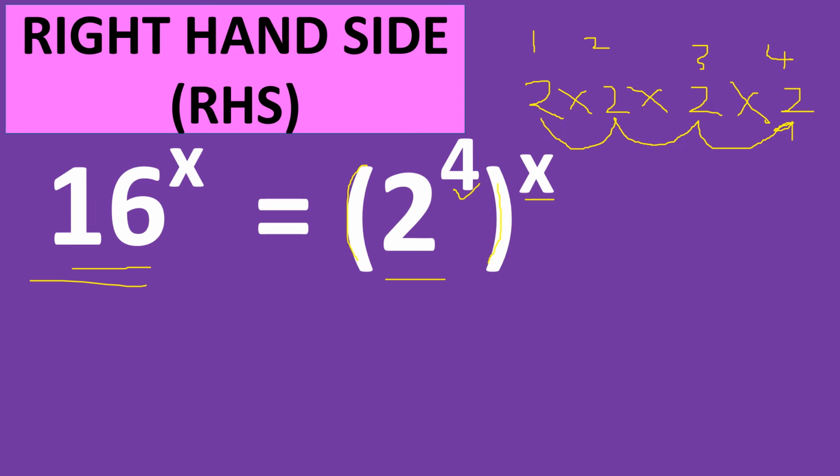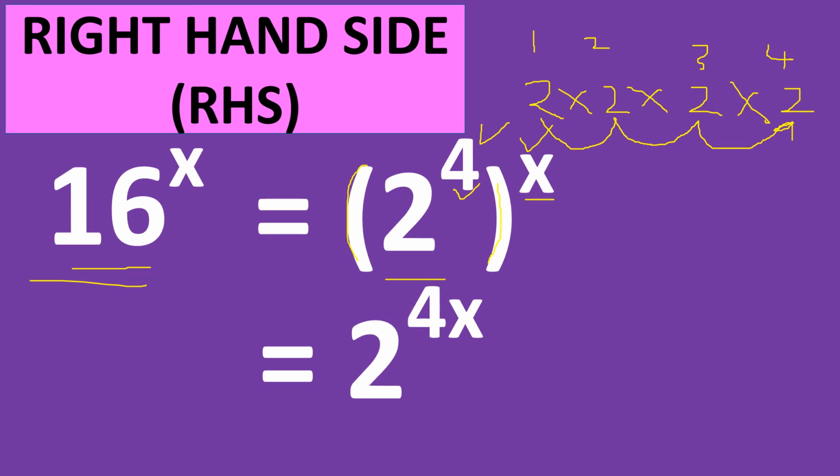Now, according to the law of indices, this can be rearranged or expressed as 2 raised to the power of 4x. So the 4 here and the x, we can multiply them and then we get 4x. So that is the simplified version of the right-hand side.